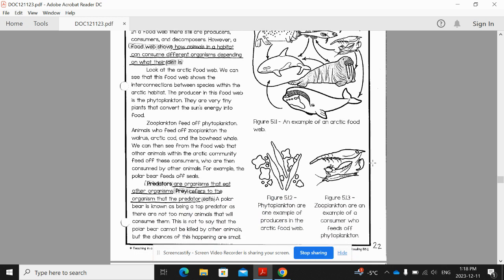A polar bear is known as being a top predator, as there are not too many animals that will consume them. This is not to say that the polar bear cannot be killed by other animals, but the chances of this happening are small.